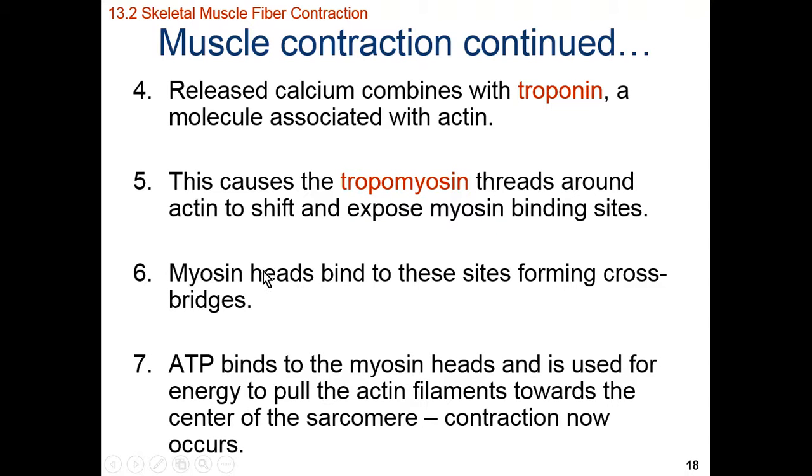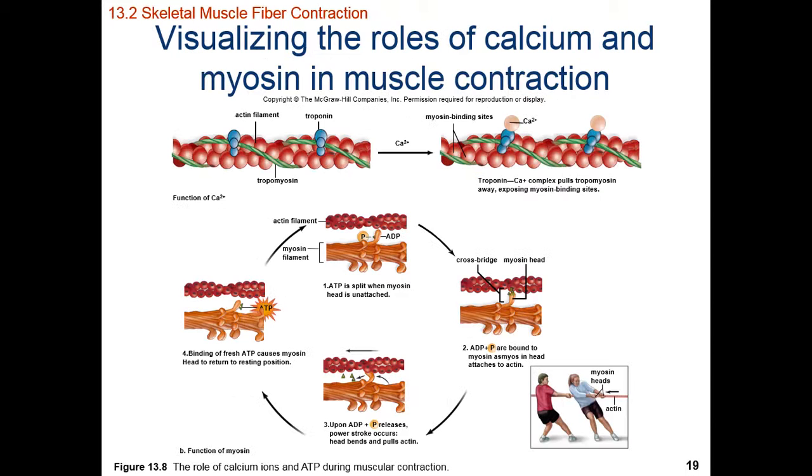When the myosin heads come in direct contact with the actin filaments, that's going to start a cycle known as the cross-bridge cycle. ATP will bind to the myosin heads, and the energy in that ATP is used to cause the myosin heads to bend back and forth, pulling the actin filaments towards the center of the sarcomere. And once those actin filaments are being pulled towards the center of the sarcomere, that's what initiates contraction.